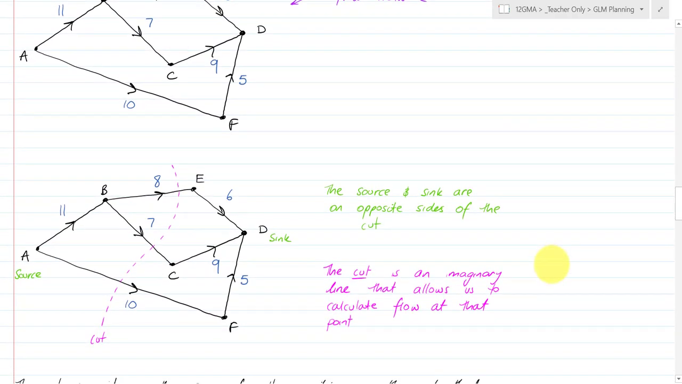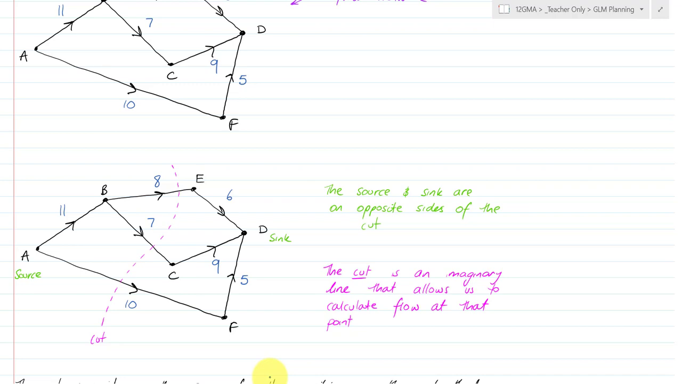And here's a cut. So remember, our source and sink in this flow network were A and D. And this pink line is a cut. A cut is where you cut, or block, a network, another way of thinking about it, the whole way through the network, and that separates the source and the sink. So this is kind of like a blockage. What would happen if I blocked there? What capacity am I stopping in this cut is an important feature we'll be talking about as well.